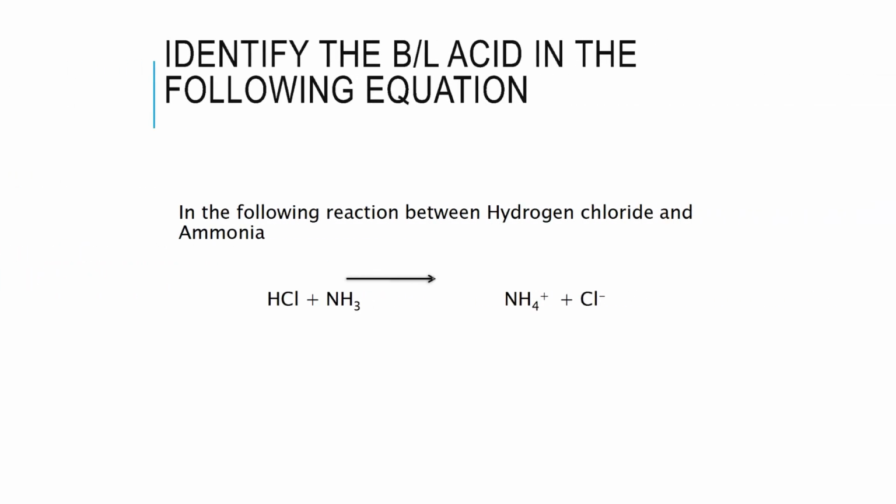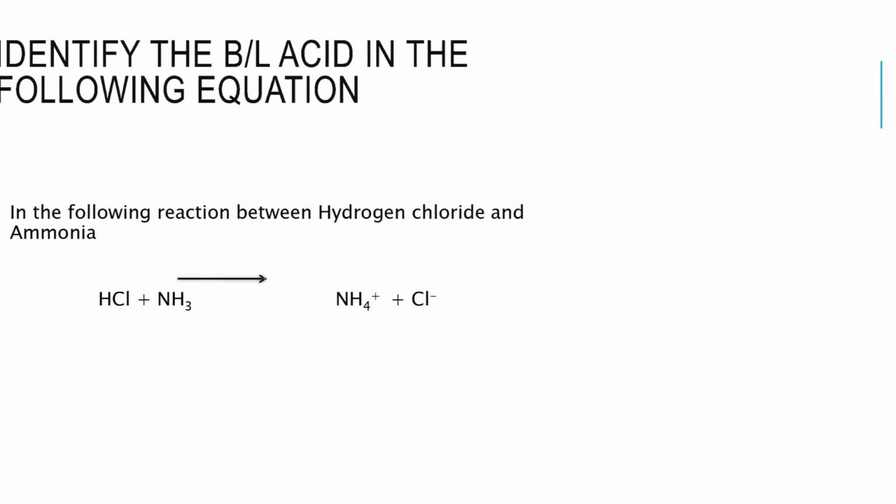Let's test our understanding. Can you identify the Bronsted-Lowry acid in the following equation? The reaction is between hydrogen chloride and ammonia. HCl plus NH3 yields NH4+ and Cl-. The answer lies in the Bronsted-Lowry model.